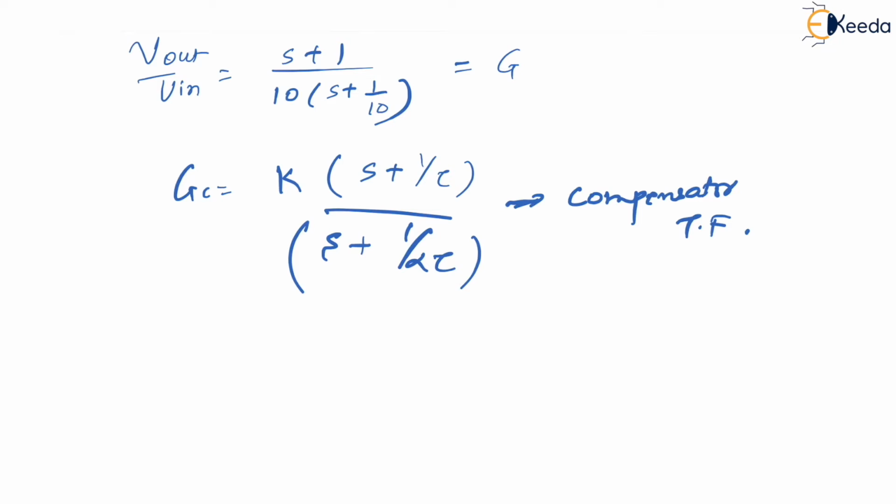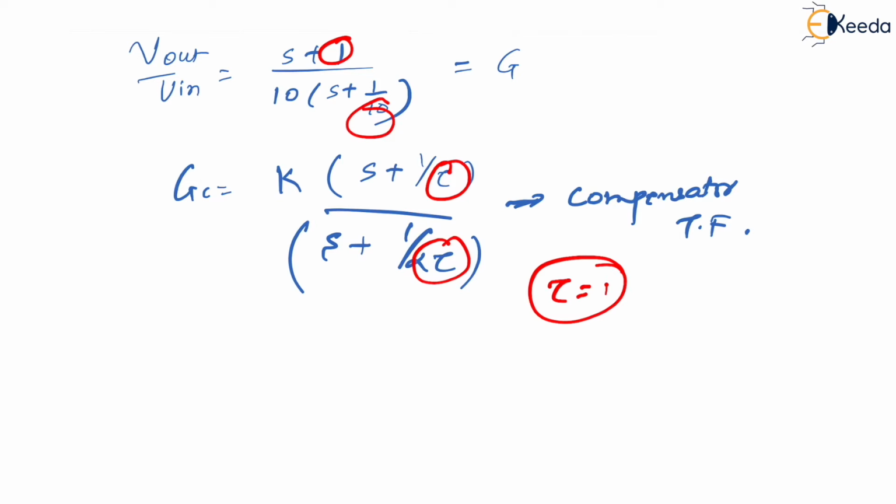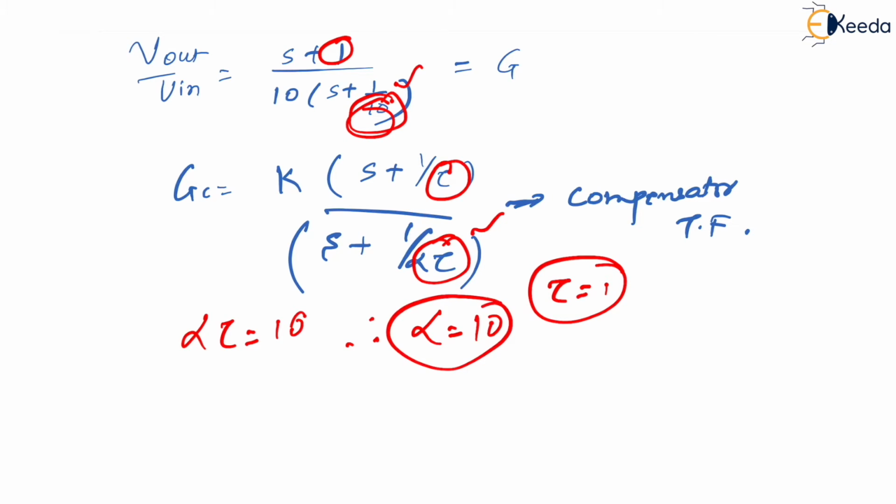Okay, now if you just compare, what do you get then? You get that tau is equal to 1. So tau is equal to 1. Next is what? Alpha tau. Alpha tau is nothing but equal to 10. By comparison, right? S plus 1 by 10 we have here, and we have S plus 1 by alpha tau. So by comparison, we get alpha tau equal to 10. Therefore, what do we get? Since tau is equal to 1, we get alpha to be equal to how much? 10. Correct? Yes.